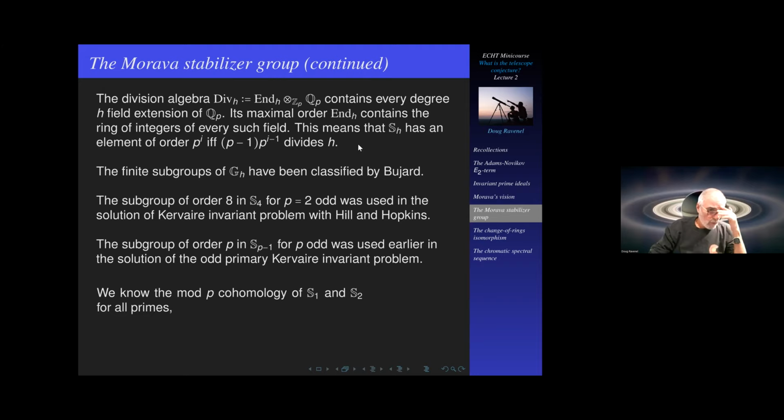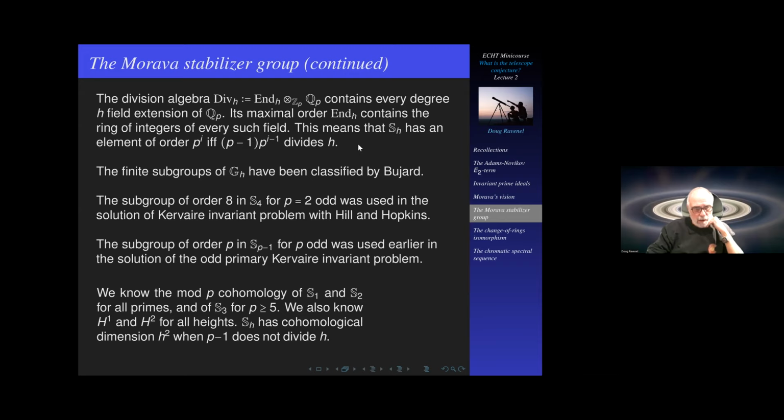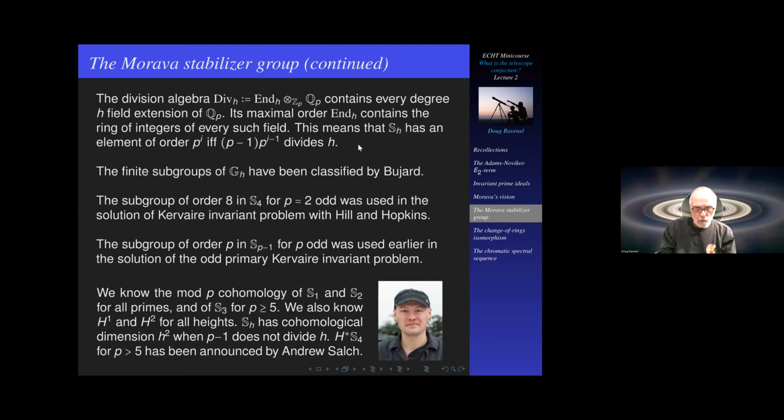And there are some other things we know. We know the mod p cohomology of S_1 and S_2 for all primes. We know that of S_3 if the prime is at least 5. We also know H^1 and H^2 for all heights. And we know that S_h has cohomological dimension h squared when p minus one does not divide h. And finally, the cohomology of the fourth stabilizer group for primes larger than 5 has been announced by Andrew Salch. He hasn't published the paper yet, but he says he knows the answer.